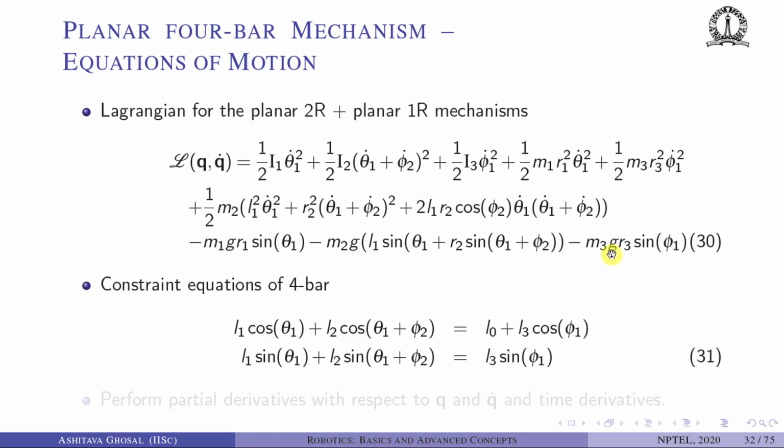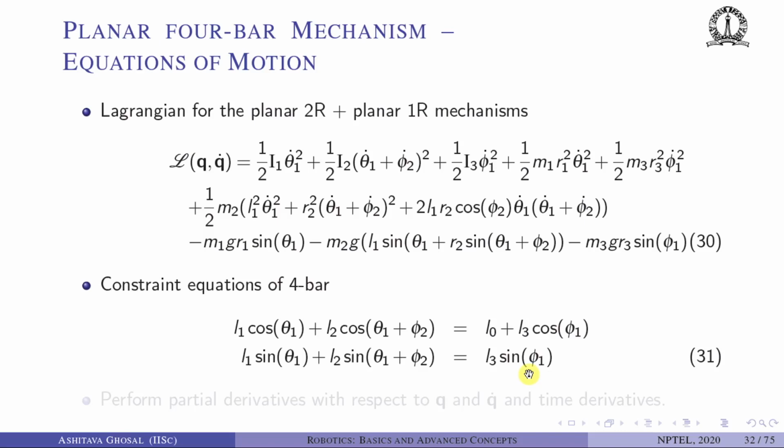We also have a constraint for the fourth bar. When we break up at the third joint, the vector from the left origin to that third joint has x component L1 C1 plus L2 cos of theta 1 plus phi 2. And we can reach it from the other direction, which is L0 plus L3 cos phi 1. We have discussed this earlier in lectures when we discussed kinematics of parallel robots. The y component is L1 sin theta 1 plus L2 sin of theta 1 plus phi 2, equal to L3 sin phi 1. There is nothing new. We reach that third joint in two ways.